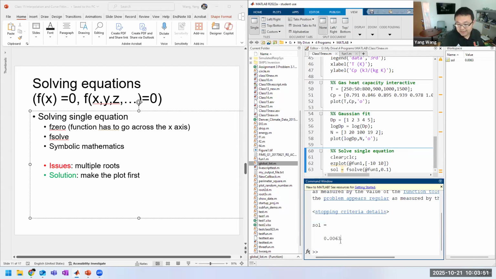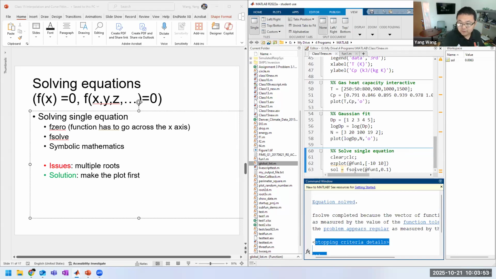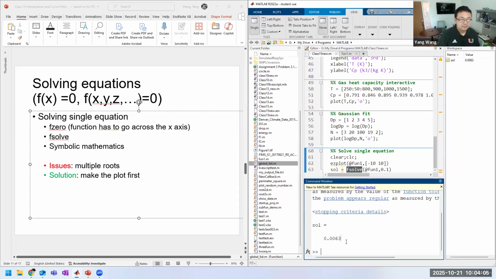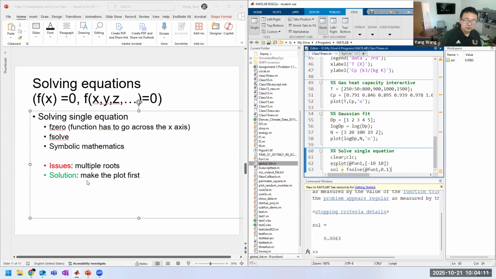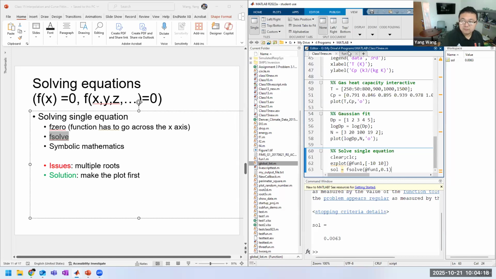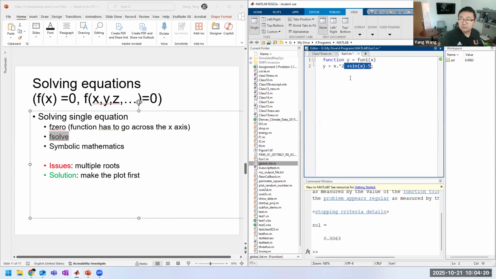Okay, so although it's not exactly 0, because fsolve is using the iteration method. It's an iteration, and then there's an error range for you to set up the termination of the iteration. So it's close to 0 basically. This is the difference, right? So fzero and fsolve. So that's why when you're trying to look for the root of a single equation, we should be using fsolve.